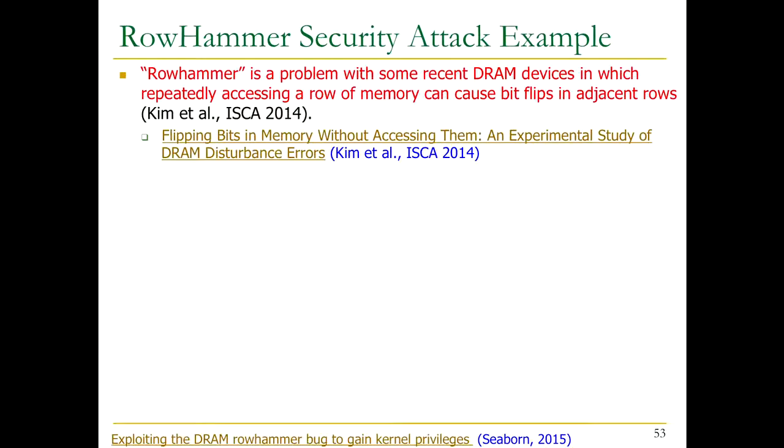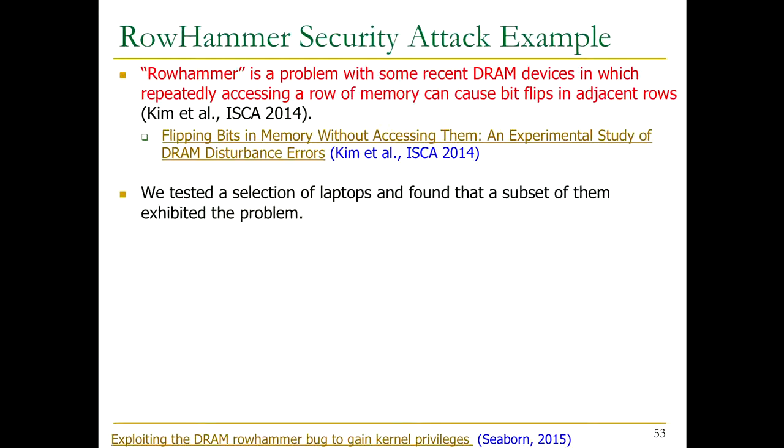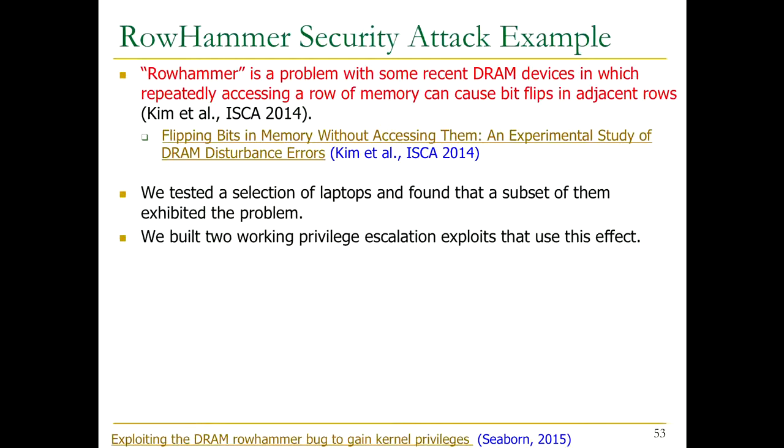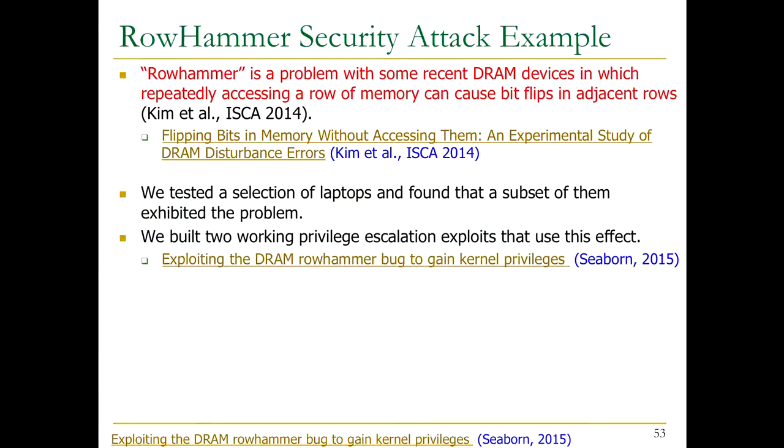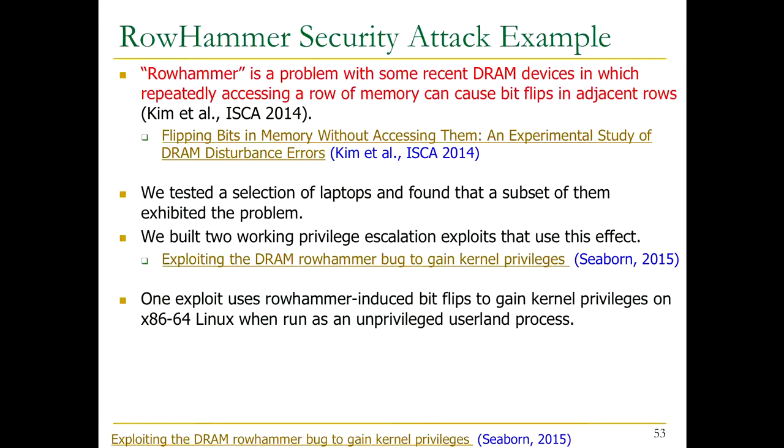And they have a Black Hat presentation. If you don't like reading the blog post, you can watch the presentation online. But basically, I copied directly from their blog post over here. They tested a selection of laptops and found that a subset of them exhibited this problem, this Rowhammer. They built two working privilege escalation exploits that use this effect. And you can read the blog post, which is really fascinating.